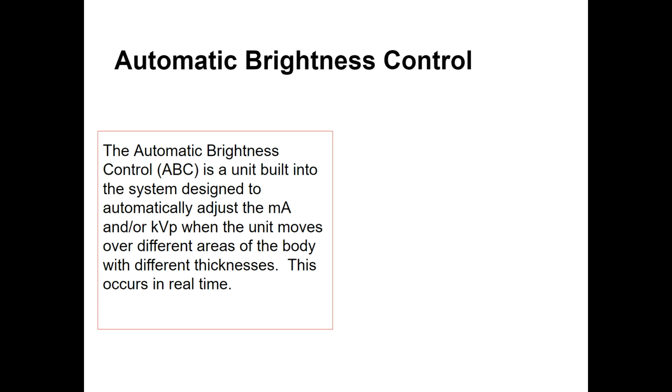Now, here's something interesting. Automatic brightness control, what's that about? If you are, for example, fluoroing and you're following barium as it goes from the esophagus into the stomach, by the time it gets to the stomach, all of a sudden you're in a much thicker area of the body. Are you the Flash? Can you run out and change the technique and use a little bit more radiation where it's thicker? No, maybe on TV.